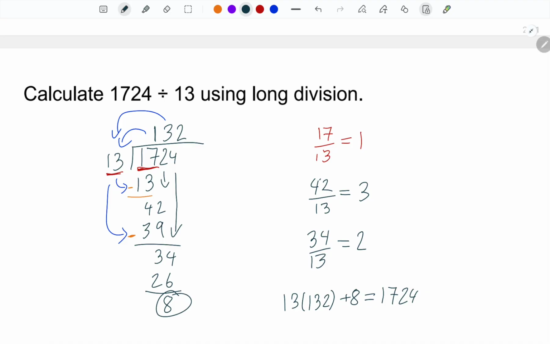Or 1724 divided by 13 is just equal to 132 plus 8/13. That's another way of looking at that. It's essentially the decimal, the fraction at the end.